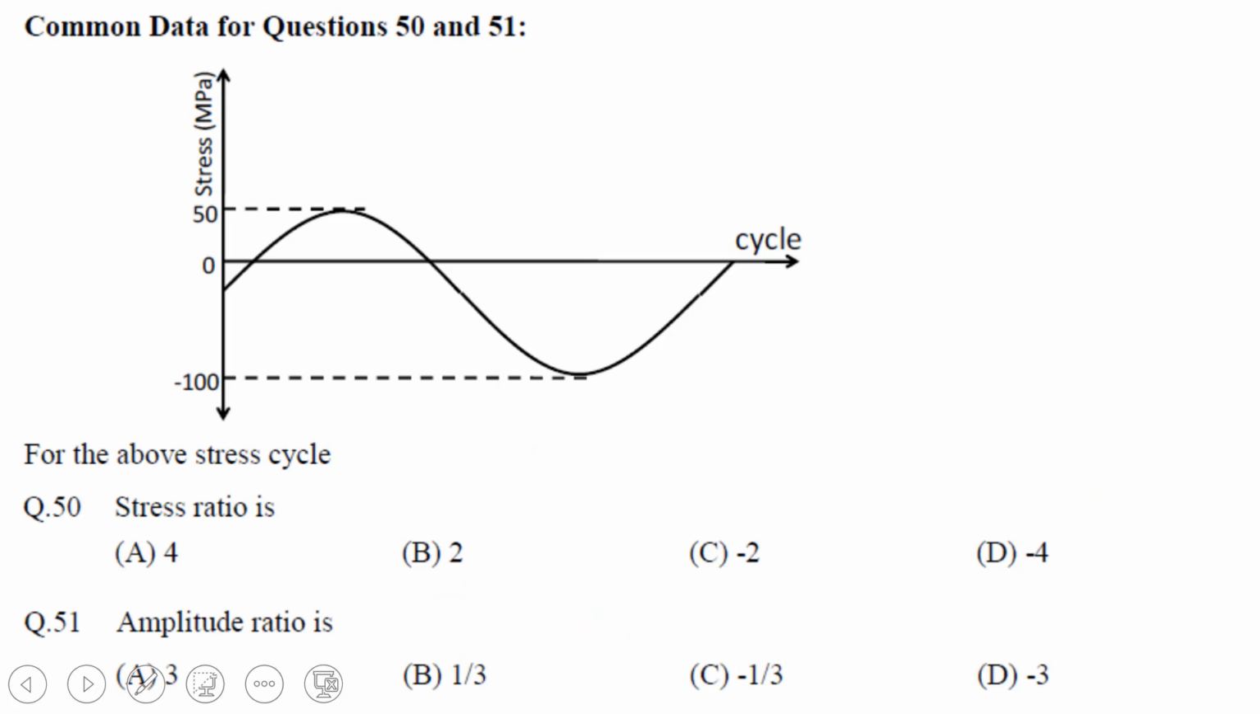Next, for the above stress cycle, here it is given 50 MPa and the negative one is given as -100. So stress ratio, guys, what is this stress ratio? It is sigma minimum by sigma maximum. So what is your sigma minimum? It is -100, right? And the sigma maximum is 50. So it is -2, right?